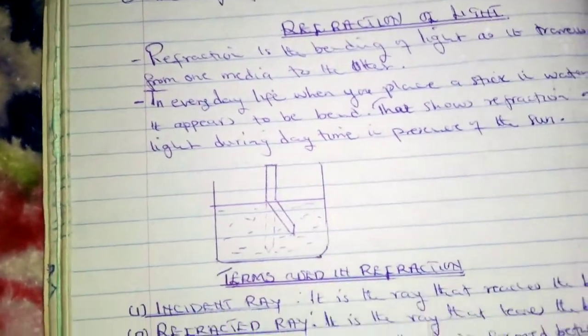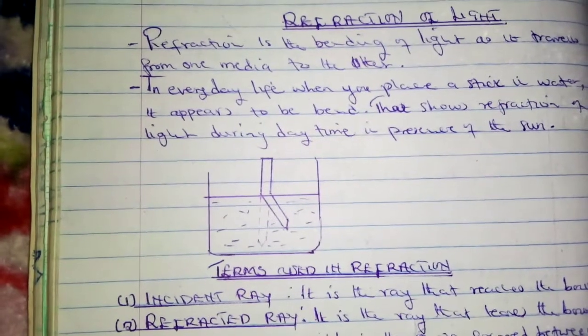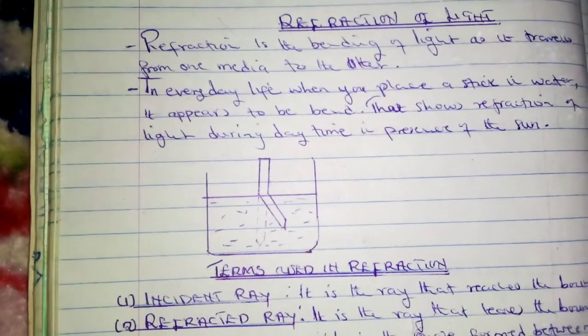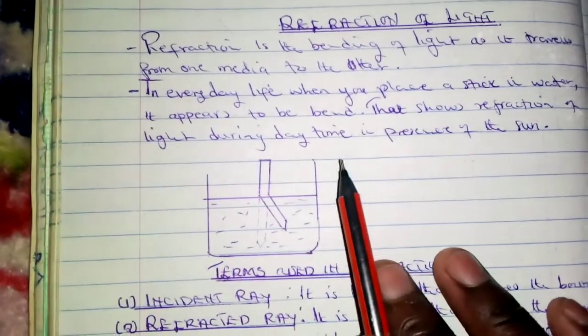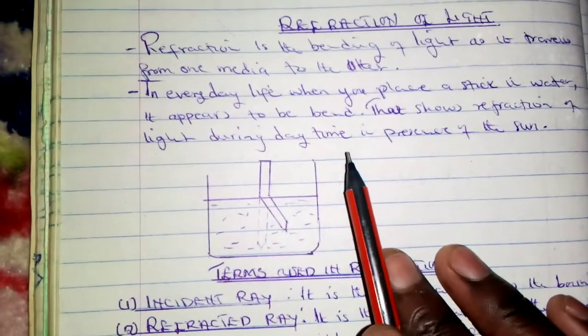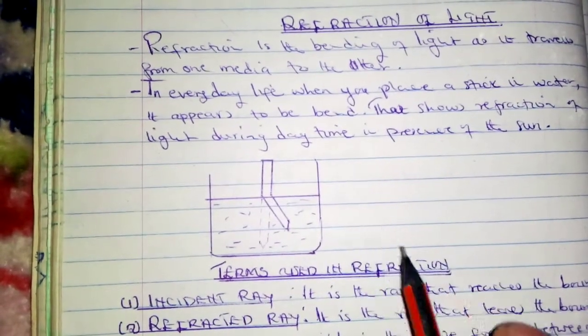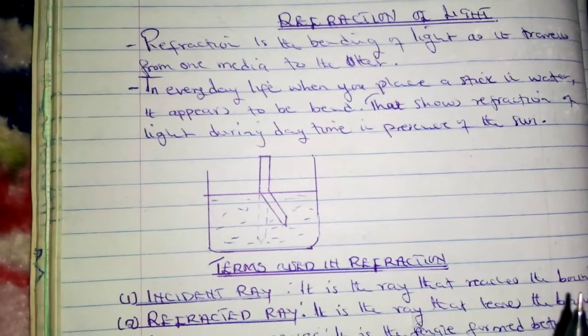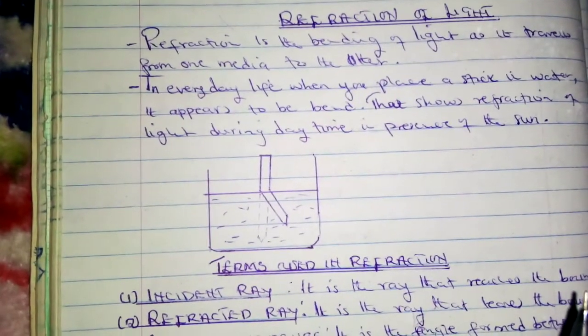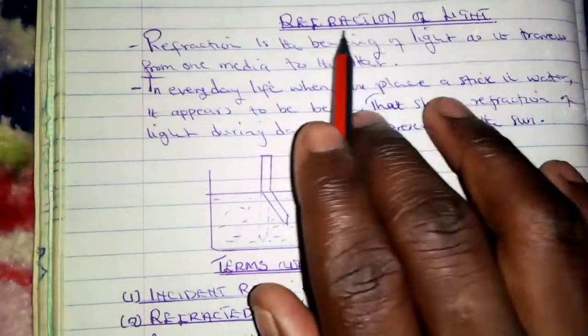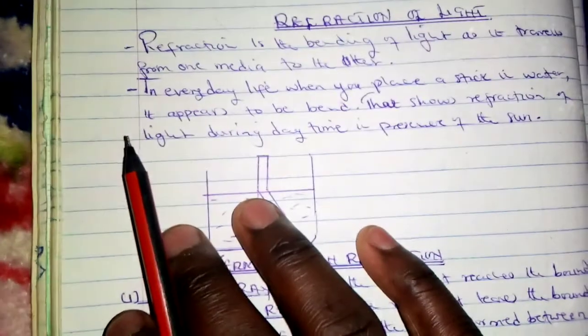All right, another section on refraction of light. So last time we looked at reflection of light, which we said is the bouncing back of light when it strikes a surface. Now this time we are looking at the bending of light.